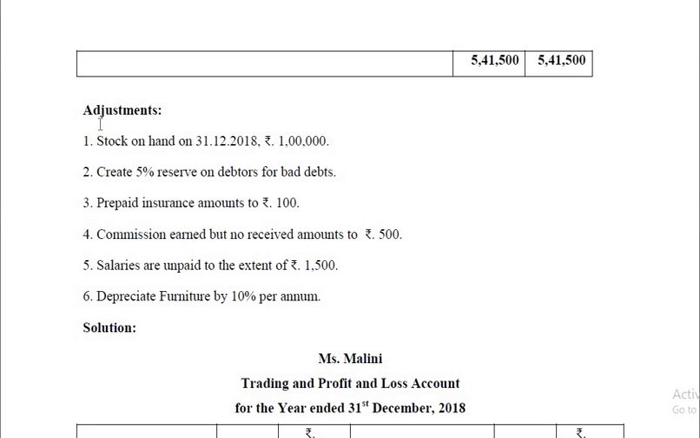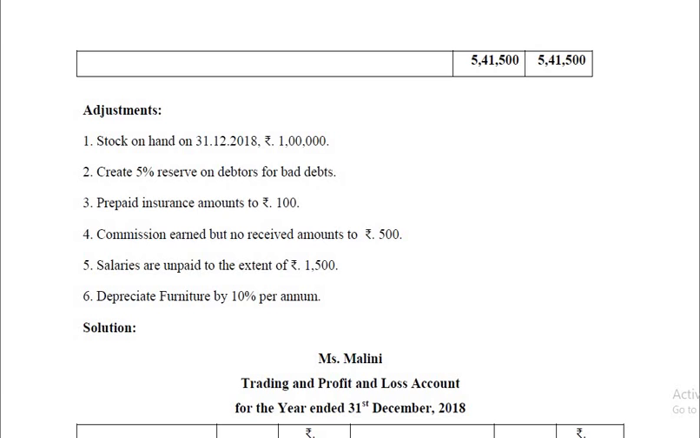Further, you are given adjustments. Stock on hand on 31st December 2018. This must be credited to the trading account, and then it is shown as an asset on the asset side of the balance sheet.